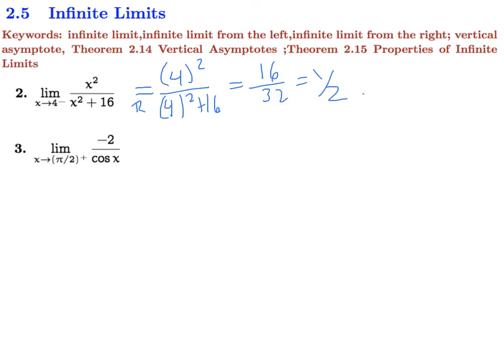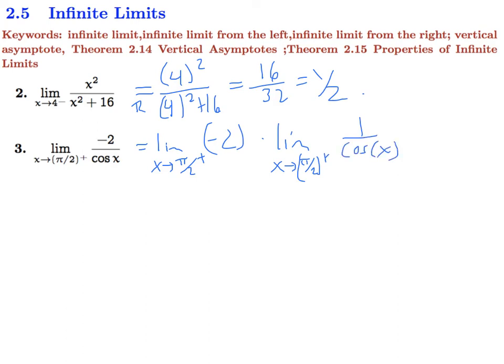So now, what if we're faced with something like this? Well, again, what we can do is look at this and think of it in terms of trying to compute two separate limits. Let's compute the limit as x approaches pi over 2 from the right of just -2, and the limit as x approaches pi over 2 from the right of 1 over cosine of x. So the first limit is fairly easy. It's just a constant, so this is just going to be -2.